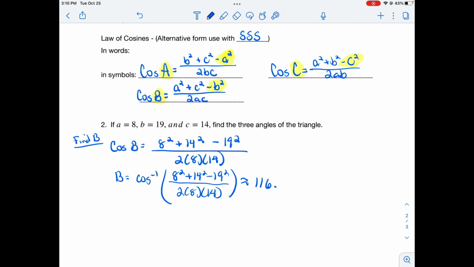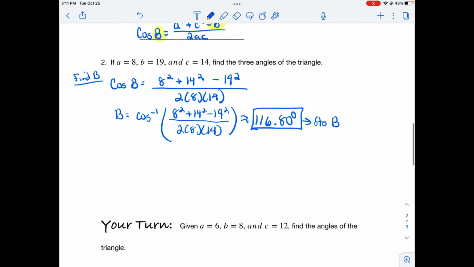And we'll get B is approximately 116.80 degrees. Store this exact answer, with full decimals, into your calculator as B, so we can use it later and prevent a rounding error. Now that I know angle B, I can find our next angle, let's say angle A, and I can use the law of sines because now I know a side and an angle opposite.